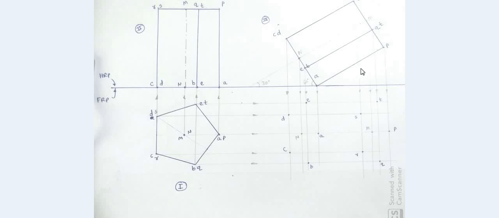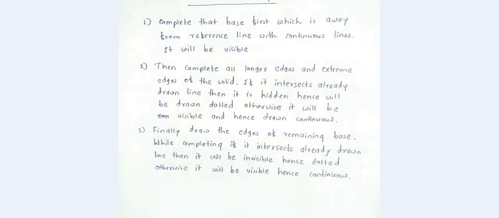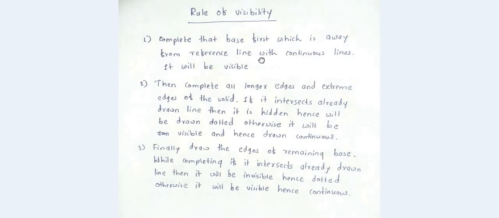In orthographic projections, we have seen that visible lines are drawn with continuous lines, and invisible lines or edges are drawn with dotted lines. That's why we will be joining those edges which are visible only with continuous lines and those edges which are invisible with dotted lines. Now which edges are visible, which edges are invisible? For this we will be using the rule of visibility, and this is very important throughout this chapter. While joining points, we will be following this rule of visibility compulsorily.